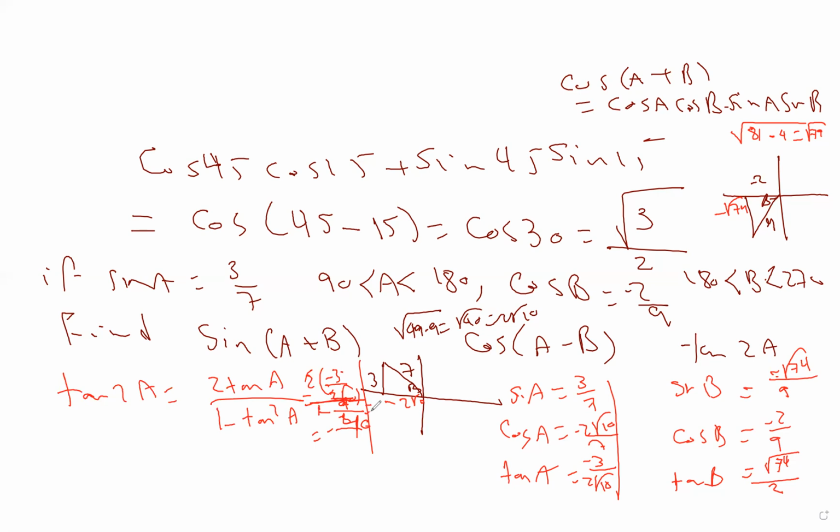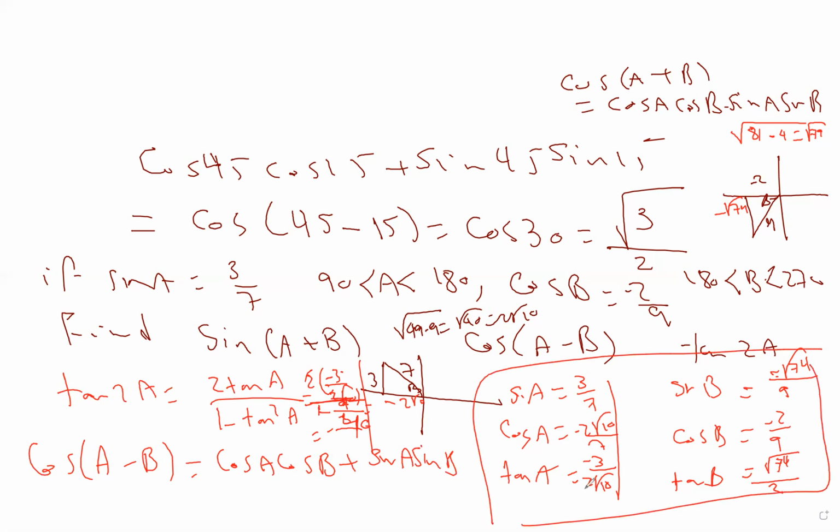By substituting also, you can find cosine A minus B. It will be cosine A cosine B plus sine A sine B, and you can substitute from these relations to find the result. Okay? I'll give you another one.